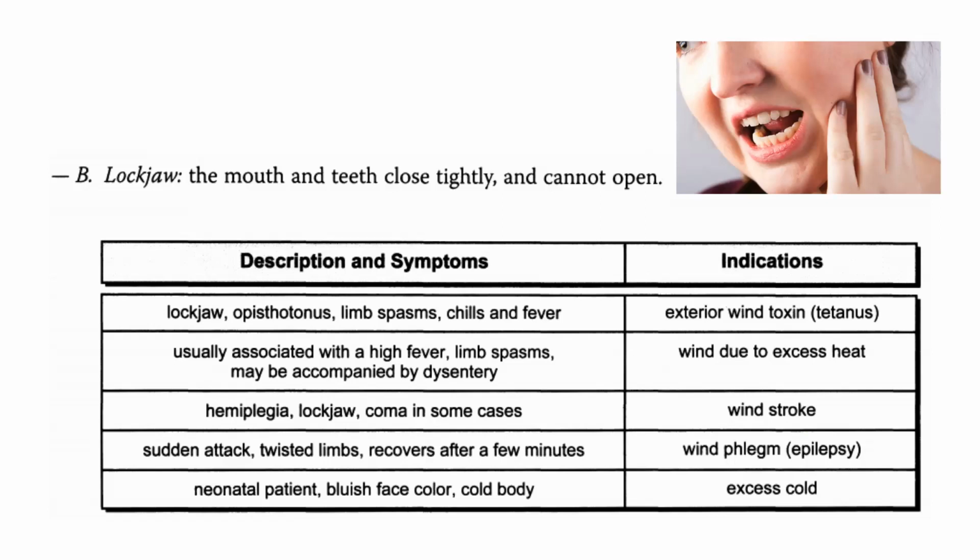If it comes with hemiplegia and coma in some cases, it's an indication of wind stroke. If it is a sudden attack with twisted limbs and recovers after a few minutes, it's an indication of wind phlegm, like what happens in epilepsy. If it's a neonatal patient with bluish face color and cold body, this is an excess cold condition.